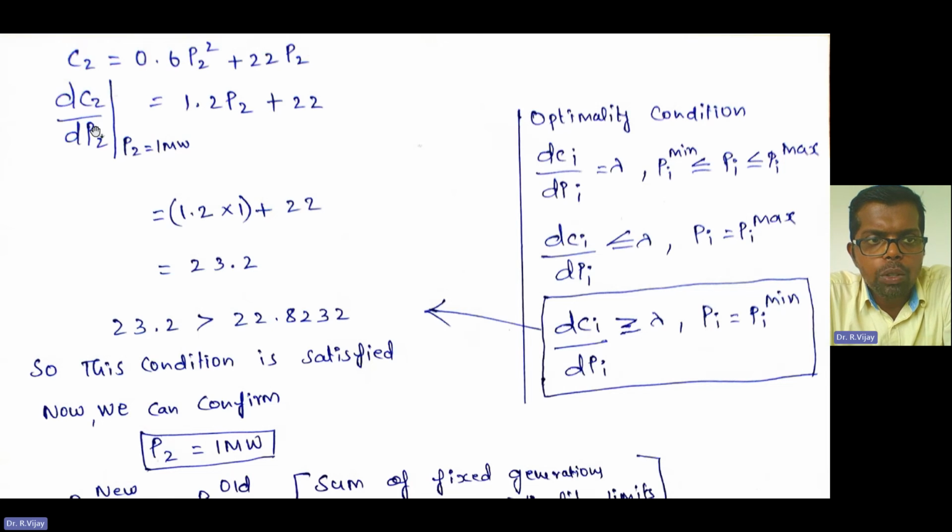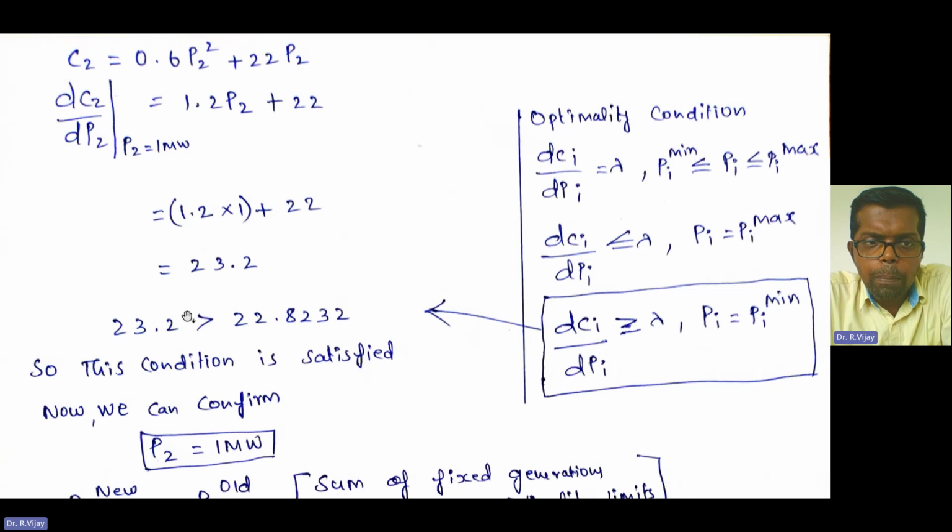So here dC2/dP2, by taking P2 as 1 megawatt, you need to calculate the value. C2 is already given in the problem as 0.6 P2 squared plus 22 P2. By taking P2 as 1 megawatt, you need to differentiate this equation. While differentiating, you get 1.2 P2 plus 22. Now substitute P2 as 1 megawatt here. Just simplify it, you get the answer as 23.2.